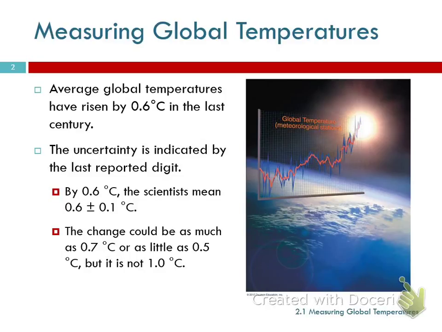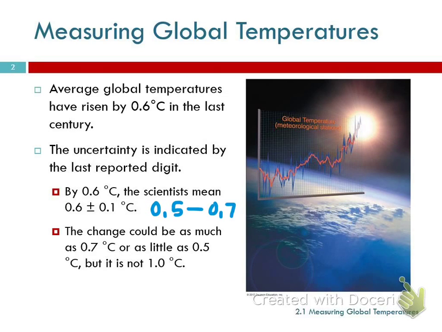When scientists report temperatures, they report the uncertainty in the last digit. And so when a scientist says 0.6 degrees Celsius, the last digit is 6, we mean there could be a little variation in the 6. 6 plus or minus 0.1. So what is 0.6 plus 0.1? 0.7. And what is 0.6 minus 0.1? 0.5. So what we're saying is between 0.5 and 0.7 degrees is what the change has been.